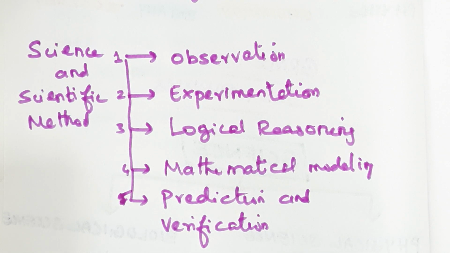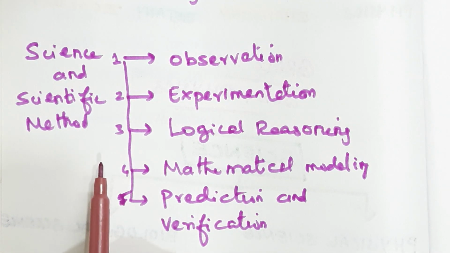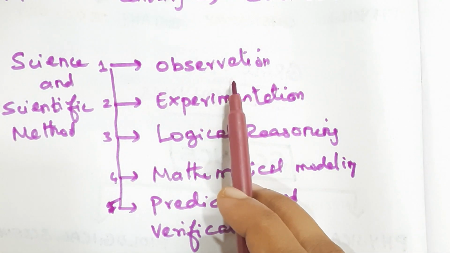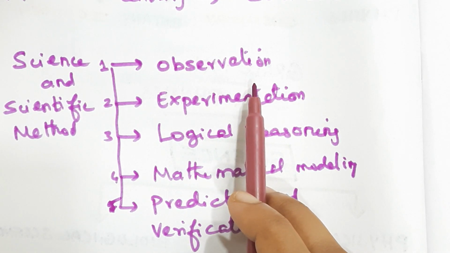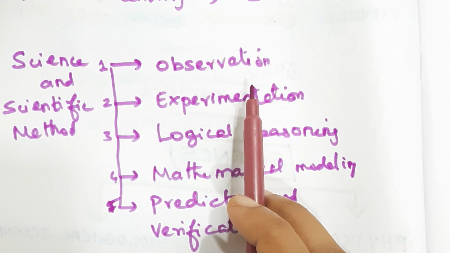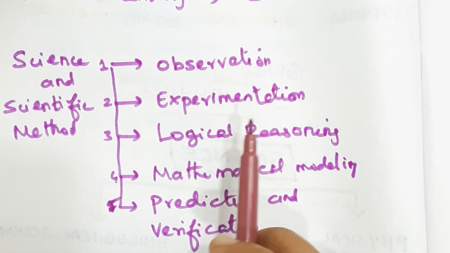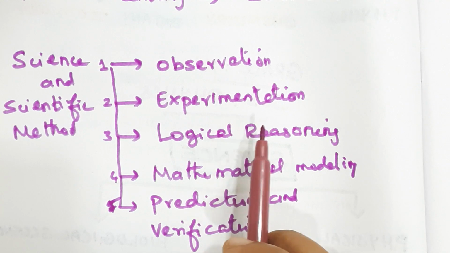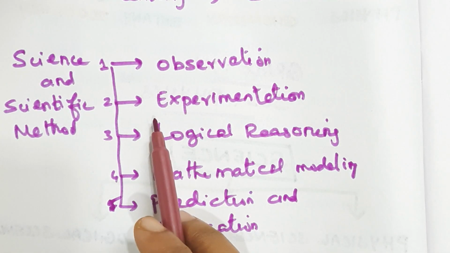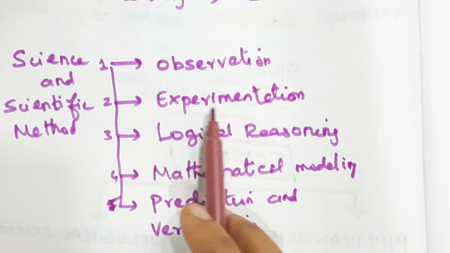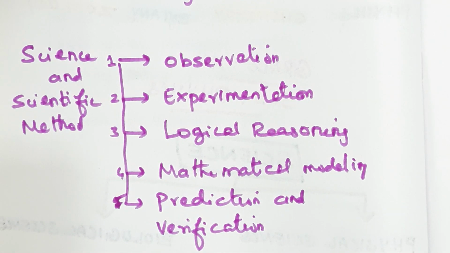The step-by-step approach I have written here, science and scientific method. First, there will be an observation, a systematic observation. Okay, we have to see what is happening around us. Then we have to think why it is happening. Then we have to do the experimentation. The second part is controlled experimentation. First observation, next experimentation.